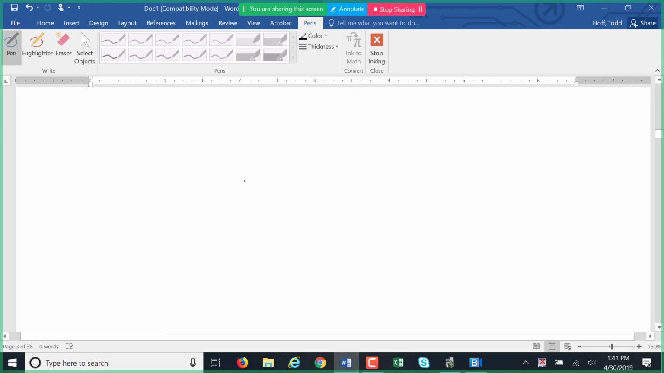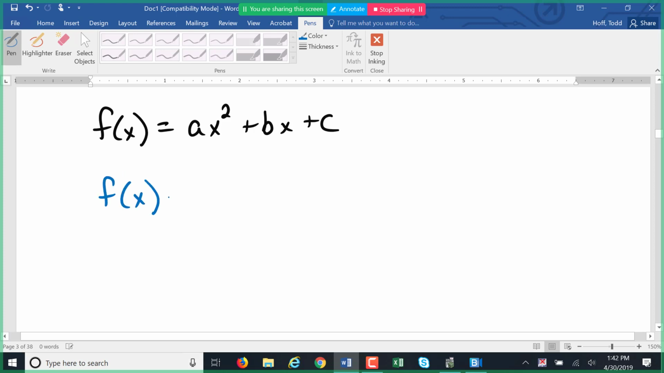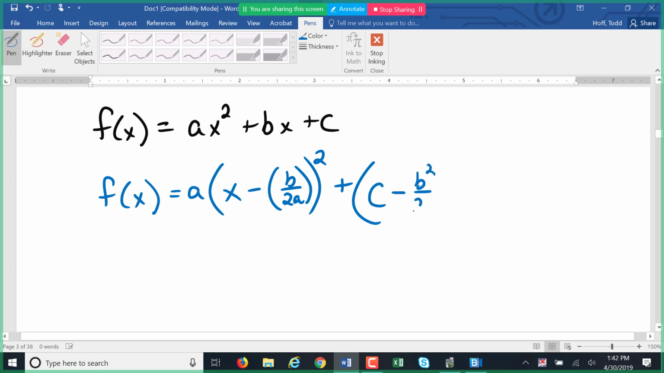We're running a little short on time, so rather than put in A, B, C, and all that junk, I'm just going to go ahead and give you, if we have f of x is ax squared plus bx plus c, it simplifies to, when we do that completing the square process, similar to what we do to get our quadratic formula, f of x equals a times x minus b over 2a squared plus c minus b squared over 2a.